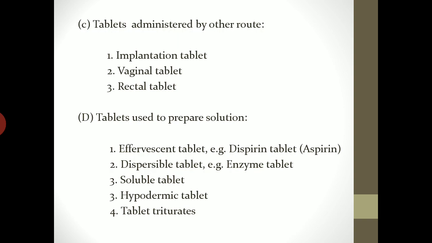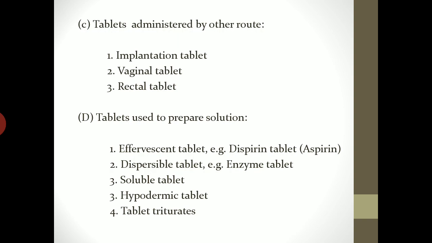Next type of tablet is vaginal tablet. These are the tablets which are administered by vaginal route, and they generally consist of antibacterial, antifungal or steroidal drugs. Next in this category is rectal tablet. They are administered by rectal route and they also consist of antibacterial, antifungal or steroidal drugs.